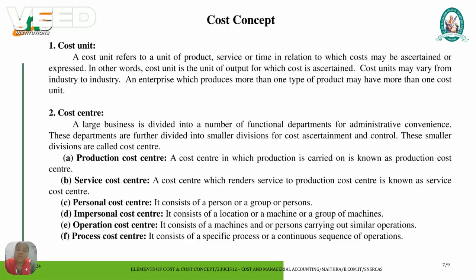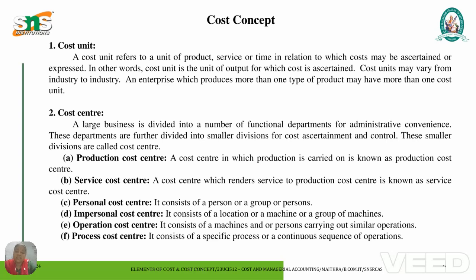Next, cost concept. The first one is cost unit. It refers to the unit of a product, service or time in which the cost may be ascertained or expressed. In other words, the cost per unit varies from industry to industry, and more than one type of product can have more than one cost. Cost center: a business is divided into a number of departments for administrative convenience. These are divided into smaller divisions for cost ascertainment and control. The smaller divisions are called cost centers.